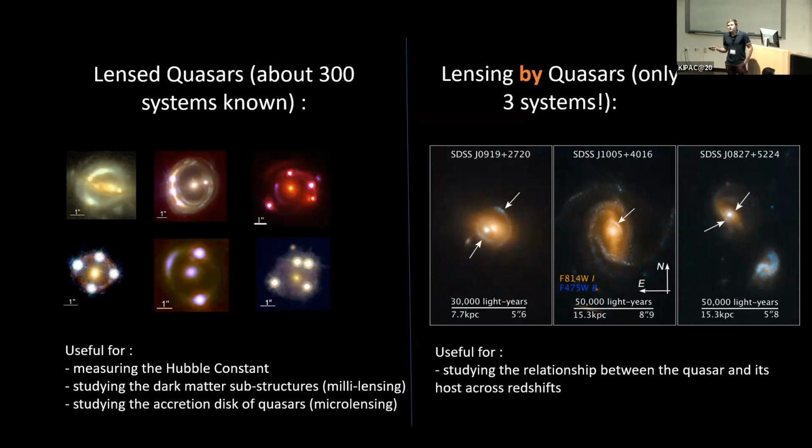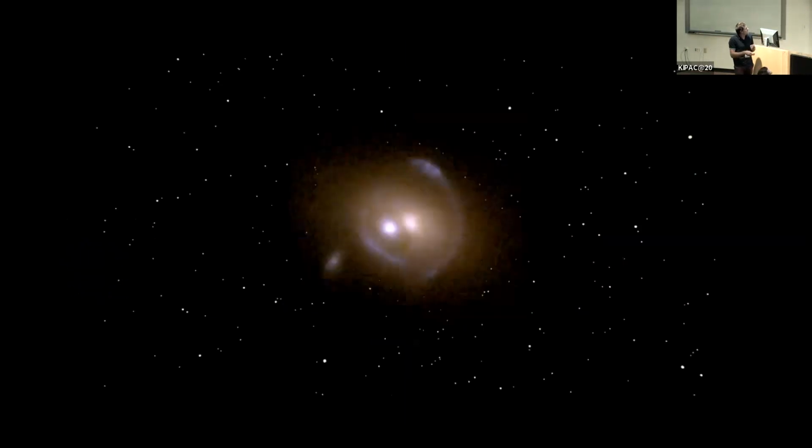We know only 3 of them. They are useless for cosmology, but they're really interesting if you want to study the relationship between the black hole and its host galaxy. So I will focus on this system, G0919.